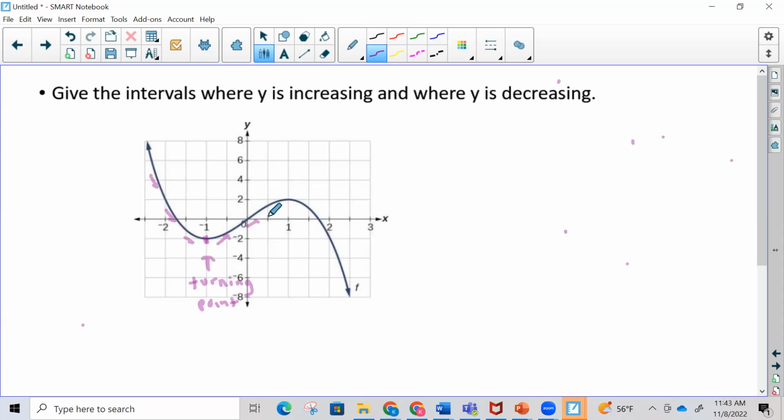And now our graph is going up until we get to 1. And then at x equals 1, the graph starts going down again and decreasing. So this again is another turning point.